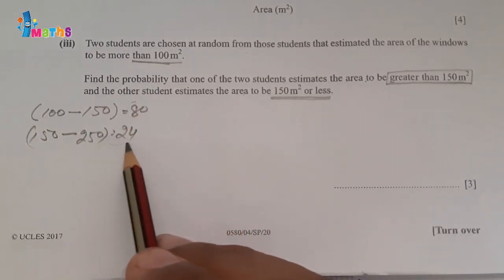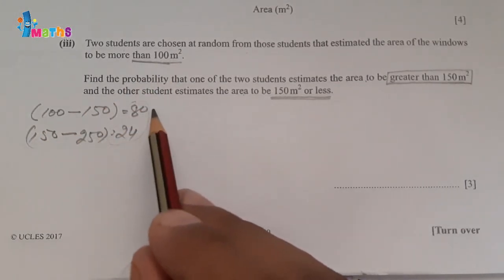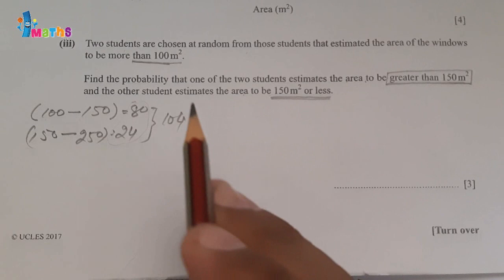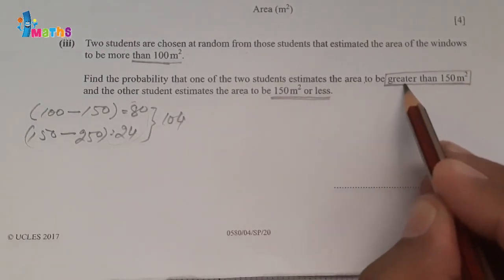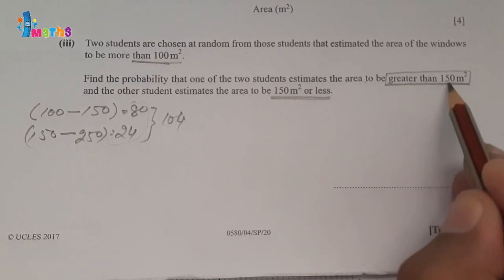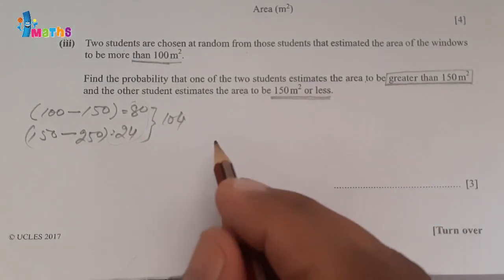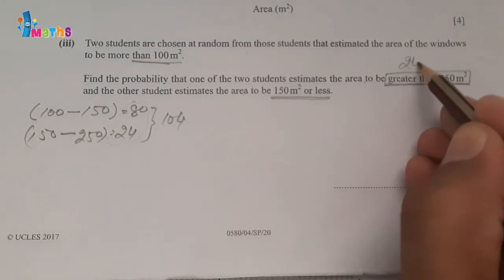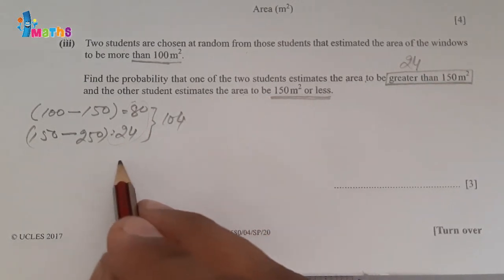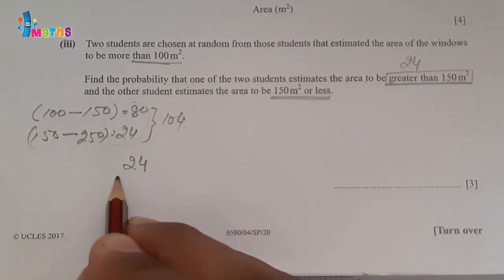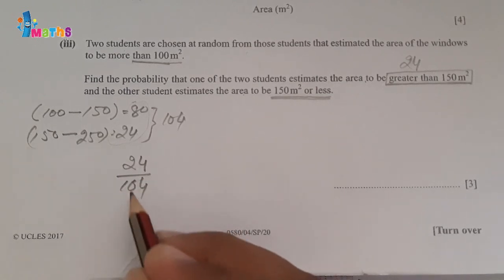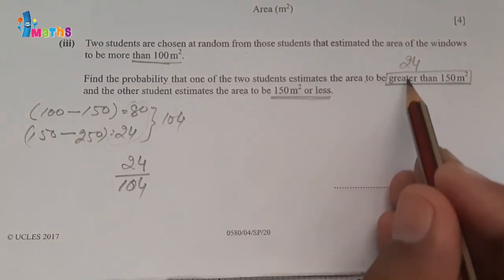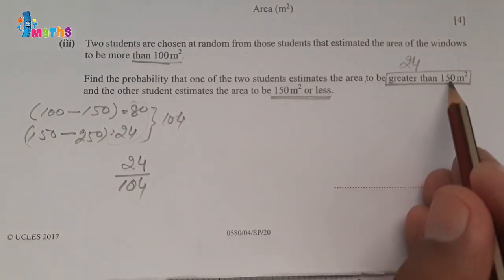But keep in mind that the total students we are considering are more than 100. So this will be 104. If we add these two numbers, this is adding up to 104 students. So first we will have to consider greater than 150. So greater than 150 will be 24 students. So our probability will be 24 divided by 104. This will be probability for first selected as greater than 150.